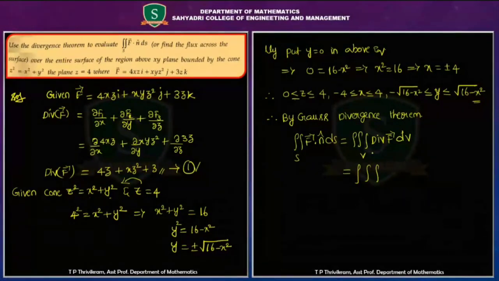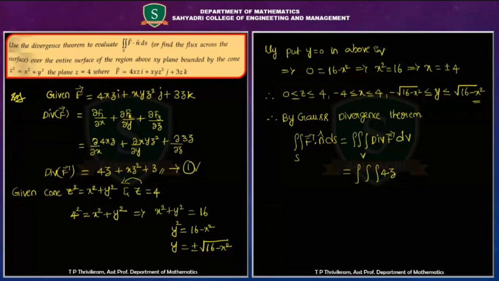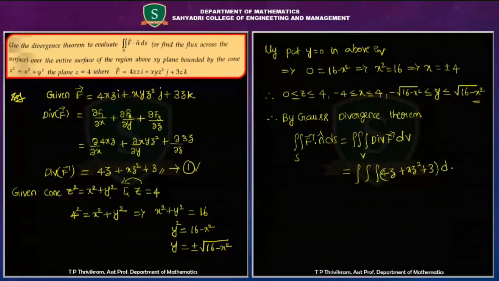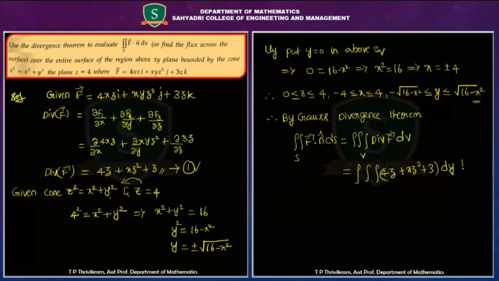So this one equals the divergence of f. Divergence of f means 4z plus xz square plus 3, into, I'll take in this order, dy, dx, dz.